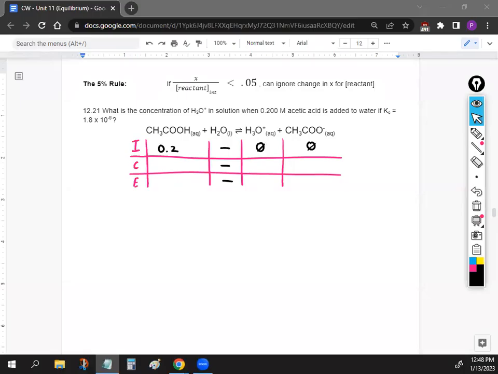Okay, so we got the ICE table right here. Our initial concentration for acetic acid is 0.2, and we don't have anything else, so we can fill in zeros for that. Obviously, as we produce the product, we're going to lose some of the reactant and gain product. Based on the stoichiometric ratio, it's 1 to 1 to 1, so we end up with 0.2 minus x, and then x and x for these guys.